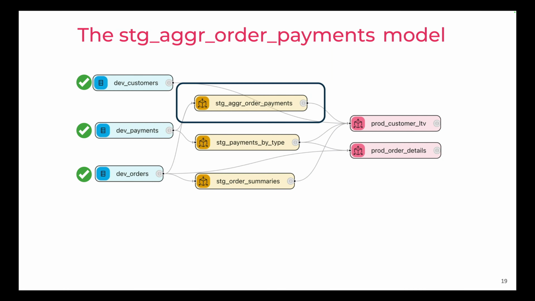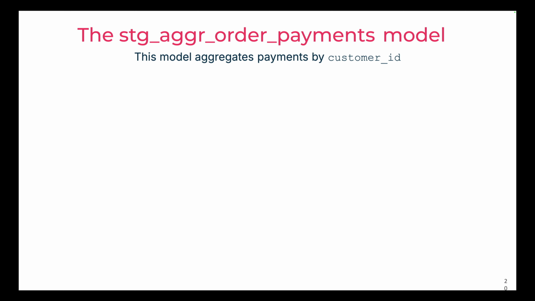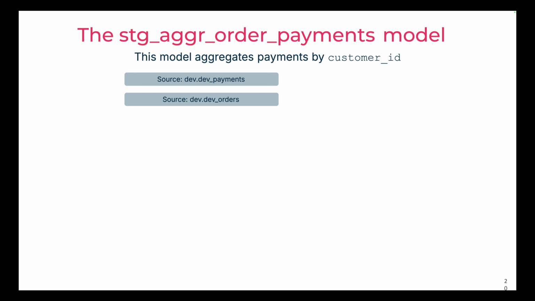Now let's look at the staging aggregated order payments model. This model aggregates payments by customer ID. So we need not one but two tables. We will take dev payments and then join it with dev orders. The destination is going to be staging underscore aggregation underscore order underscore payments.